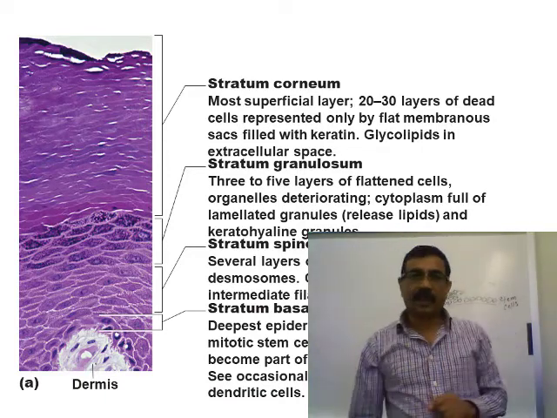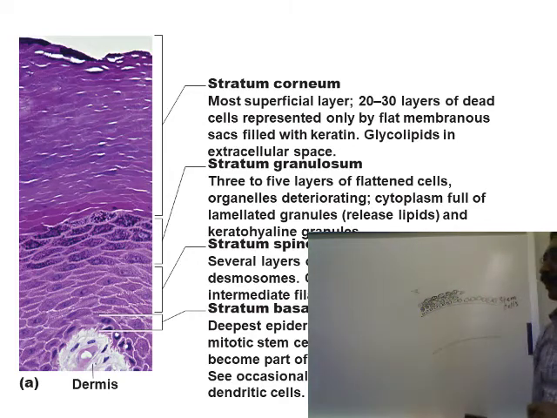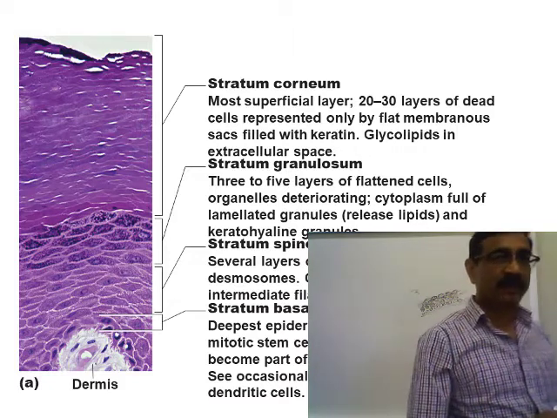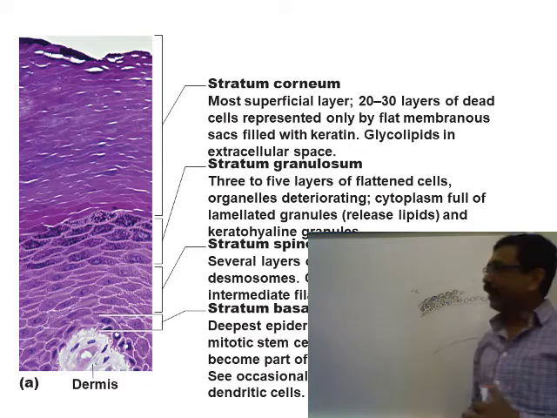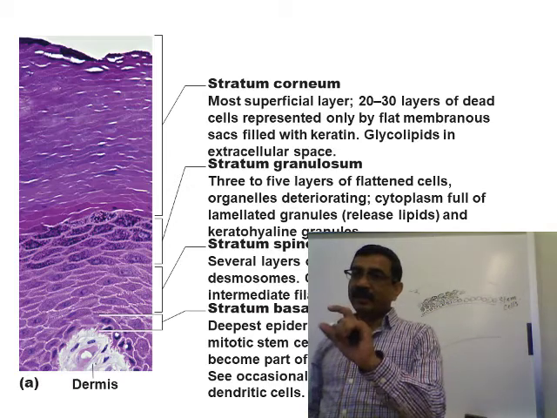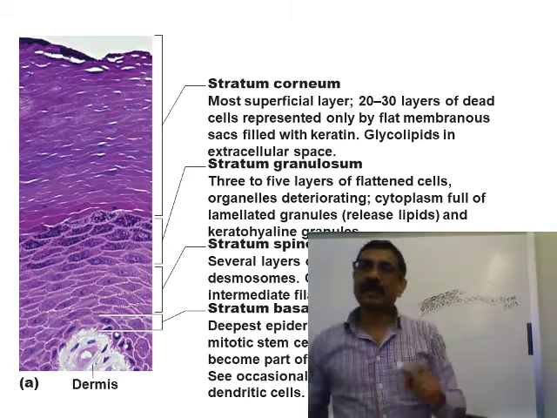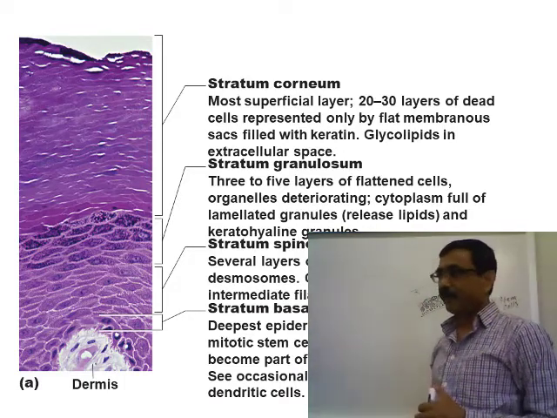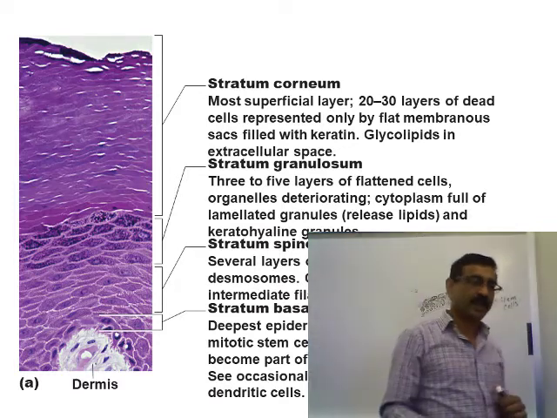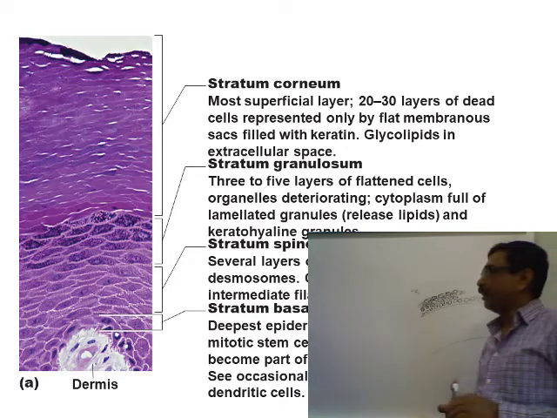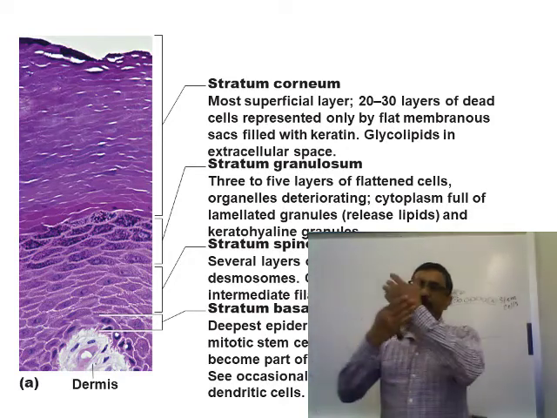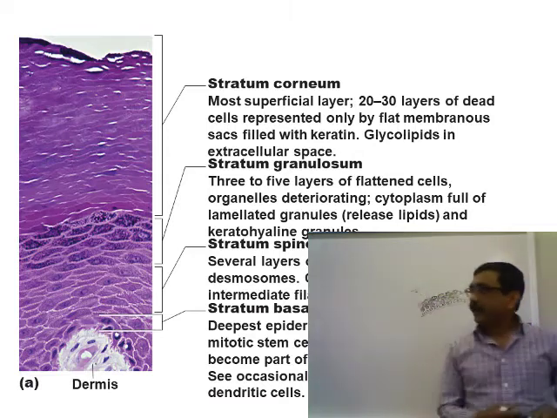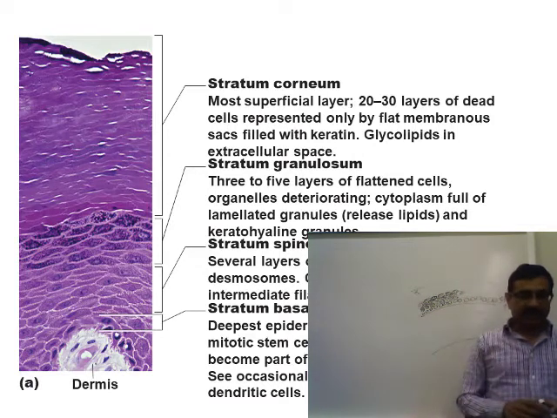Two types of granules are abundant. One is keratohyaline and the other is called lamellated granules. So those are the two types of granules present in the granulosum. Remember, these two granules are mainly giving your skin its waterproofness. You remember keratin, we talked about that highly specialized protein. So keratohyaline and lamellated granules mostly make the skin waterproof or water resistant. So that's the function.